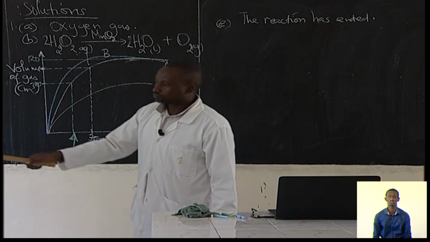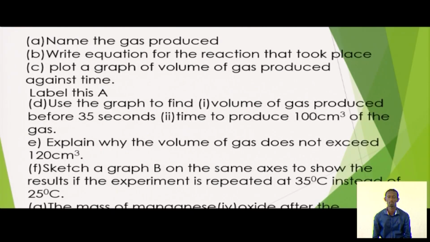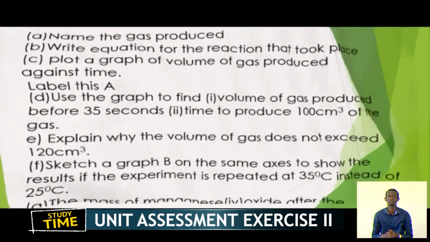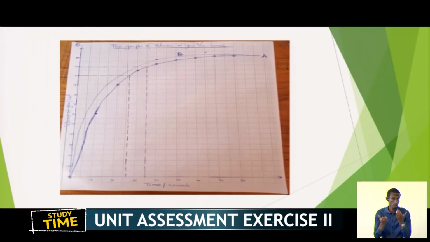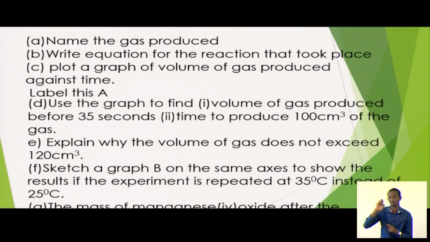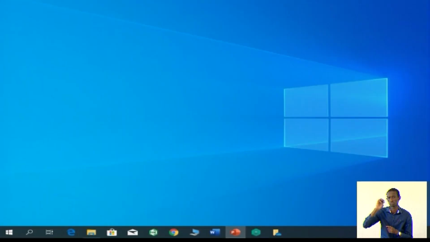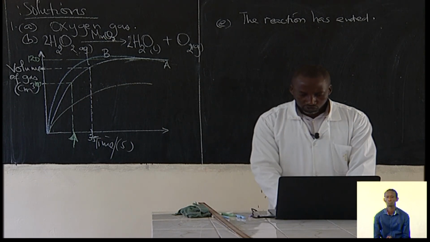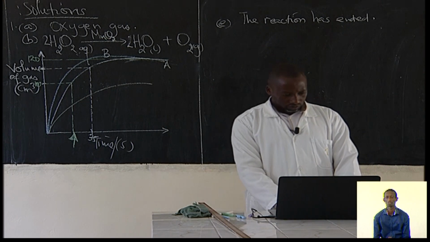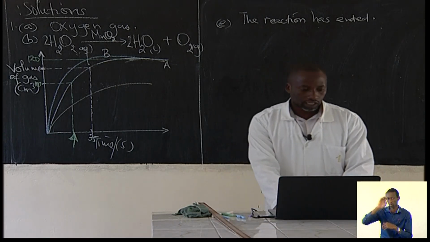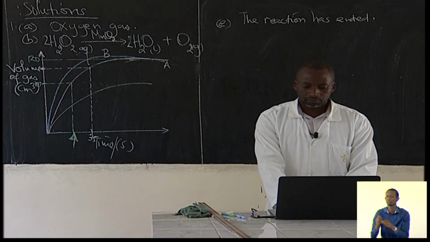The next question: the mass of manganese IV oxide after the experiment remained constant. I just want to make that one a bit more clear. Remained constant after the experiment. Did I miss something? Remained constant at the end of the experiment.